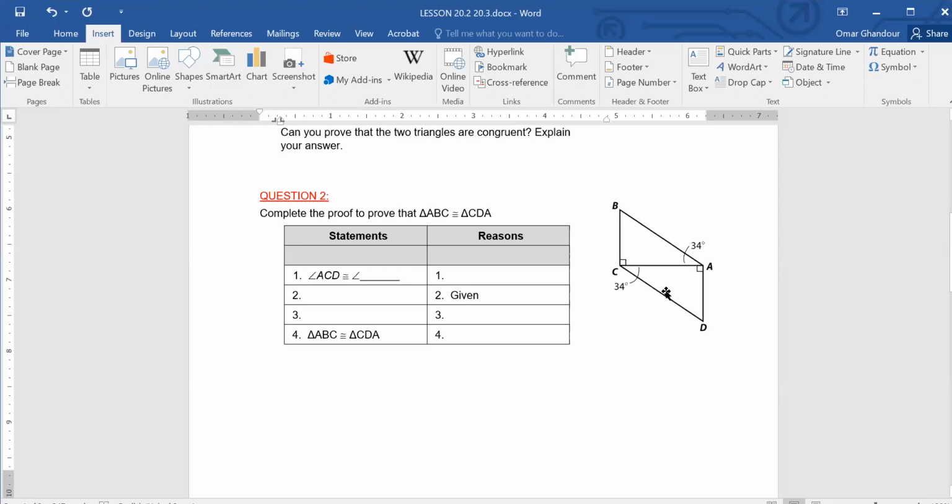So the two triangles are congruent using which theorem? Angle, side, angle, right? Did you see? Just from the drawing, I didn't even read the question. Of course, the question will be to complete the proof to prove that the two triangles are congruent.